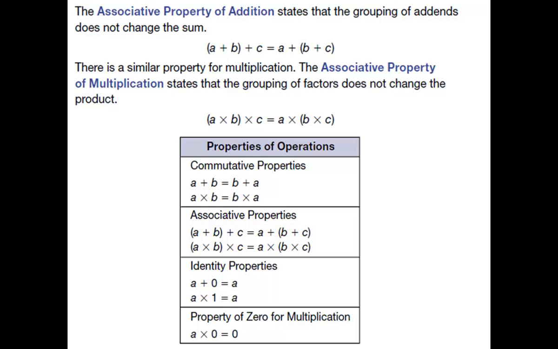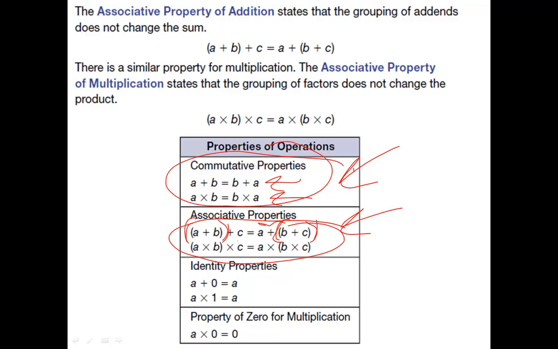The associative property of addition states that the grouping of addends does not change the sum. There's a similar property for multiplication called the associative property of multiplication, where the grouping of factors does not change the product. If you look at your properties of operations, here are our commutative properties. You notice here that the order of the variables is being scrambled up. Down here they do not get scrambled, but we work on different ones first. In this one we do the AB before we add the C, and over here we do the BC before we add the A. And this works for both addition and multiplication, as do the commutative properties.